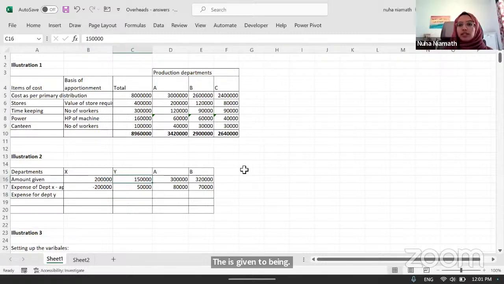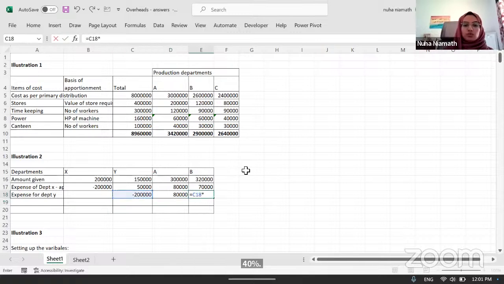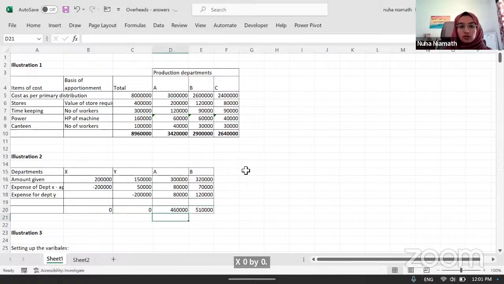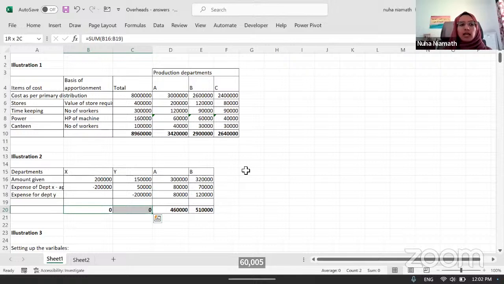Then the expense for Department Y is given to be 2 lakhs, right? We are getting it as 2 lakhs. Rania has got the answer. Perfect. That's the right answer. 2 lakhs. Then we have this into 40% and this into 60%. So now if you look at the totals, X is 0, Y is 0, and A and B come to 4 lakh 60,000 and 5 lakh 10,000. So this is how the expenses get allocated.